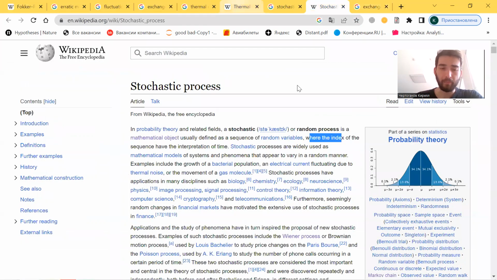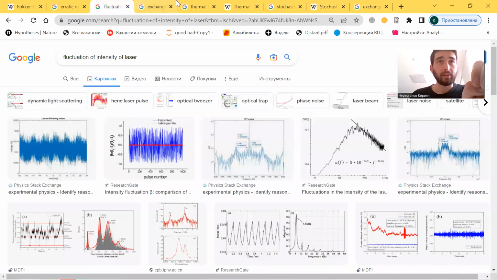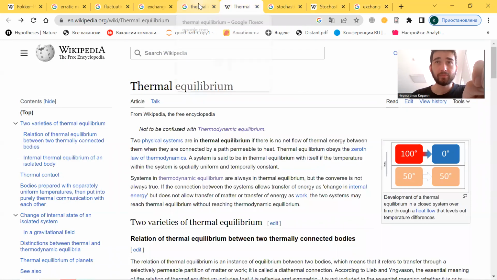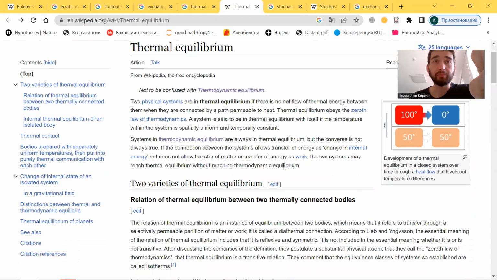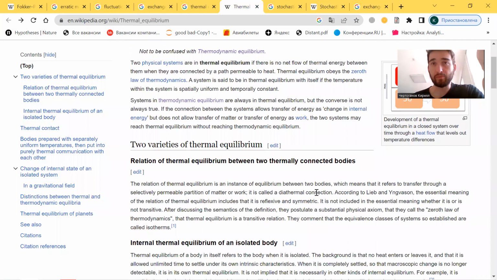In general, Fokker-Planck equations can be applied to equilibrium and non-equilibrium systems. So they can be applied to systems that operate close to stationary states of thermal equilibrium, and to systems that operate far from thermal equilibrium. It is quite helpful to know this.